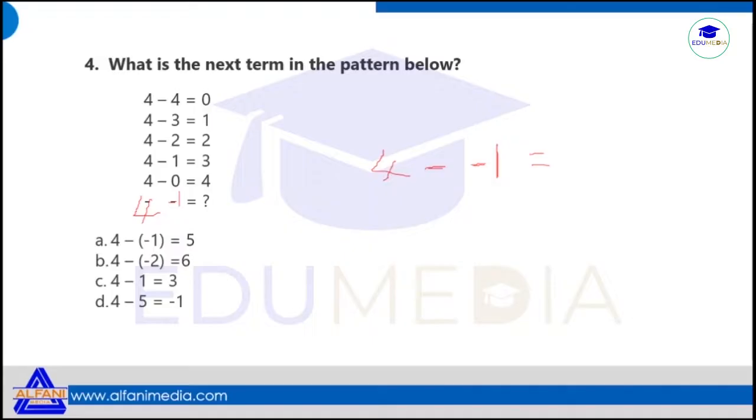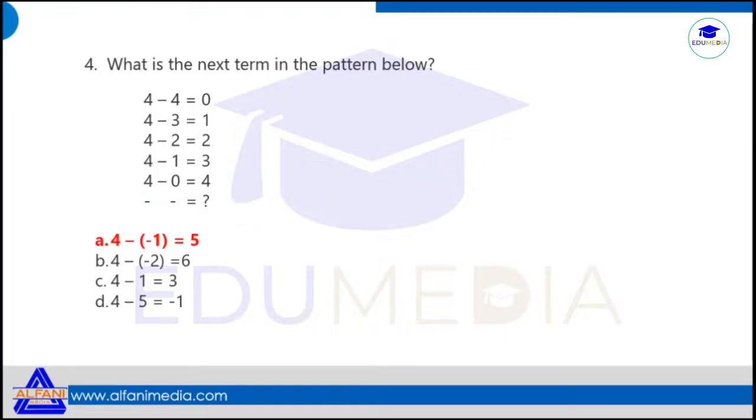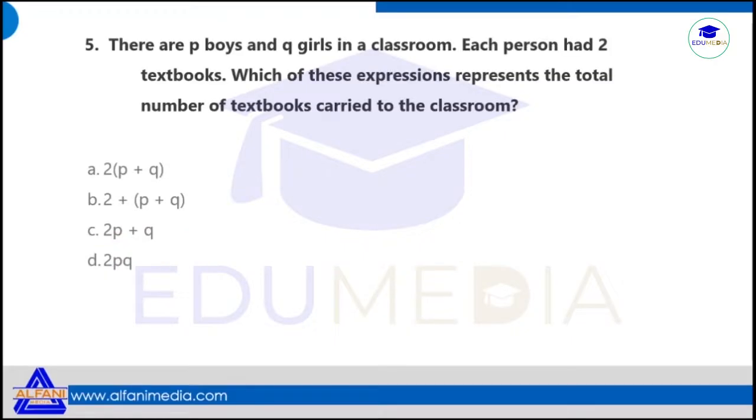So then we look at our last line of items here. Here we saw that the number is increasing at this side: 0, 1, 2, 3, 4. What's the next item? It should be 5. So our next term is going to be 4 minus negative 1 equals 5, and that is true. We check our possible answers, and this is our answer here: 4 minus negative 1 equals 5. All right, so that is it.